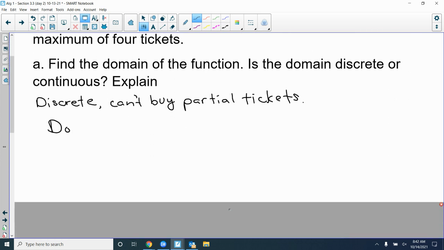So our domain is 1, 2, 3, 4. All right. Theoretically, can you buy 0 tickets? This is one I always waffle back and forth on. I think yes, because that's an option. It's an option, but you're not going to buy 0 tickets.